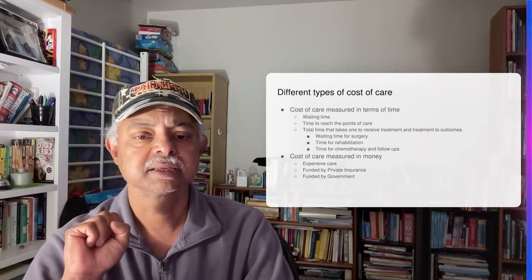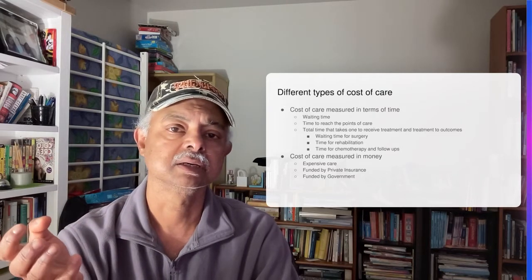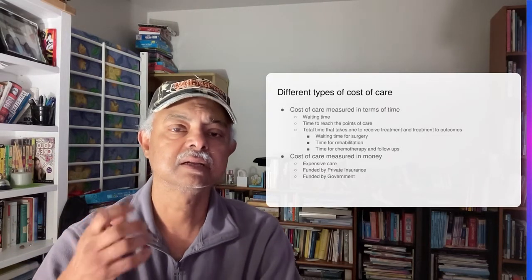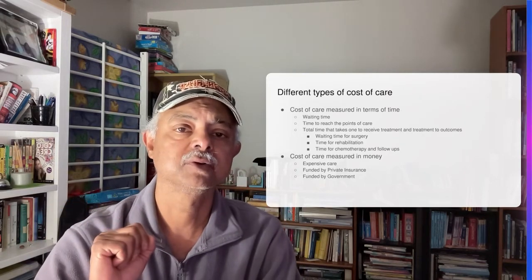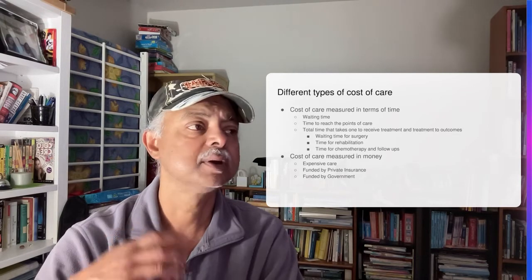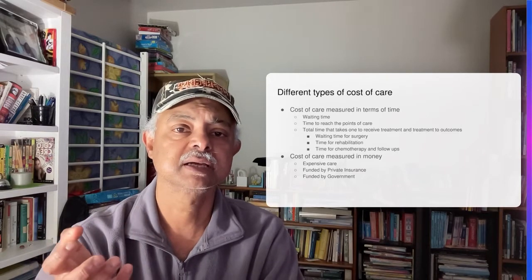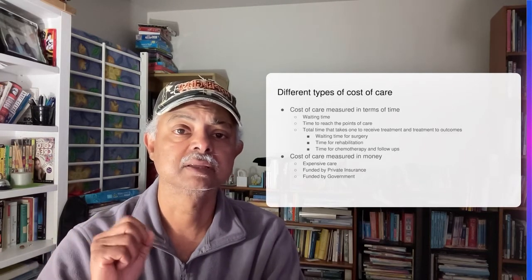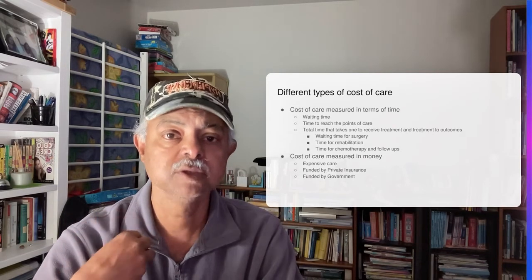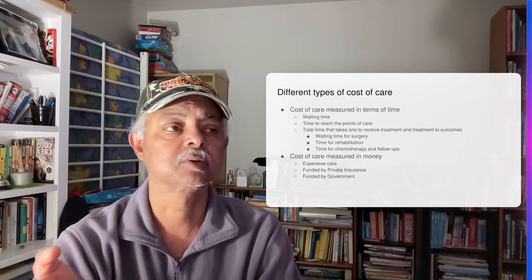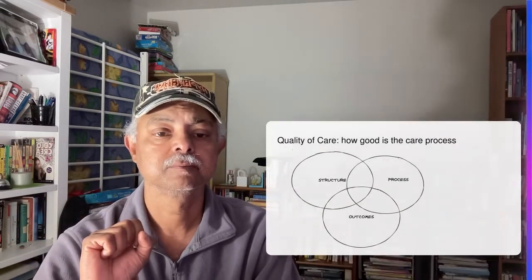Then there is cost that is measured in terms of money. So how expensive is the care? Think about if you're going to, for example, seek dental care. Dental care is quite expensive in New Zealand. So who is going to pay for such care? How expensive is the care? Who is going to fund that care? In a system where the government decides to fund care, it makes it a little bit easier on the individual, but the total cost of care will still remain quite high. So all of these things come under the consideration of cost of care.